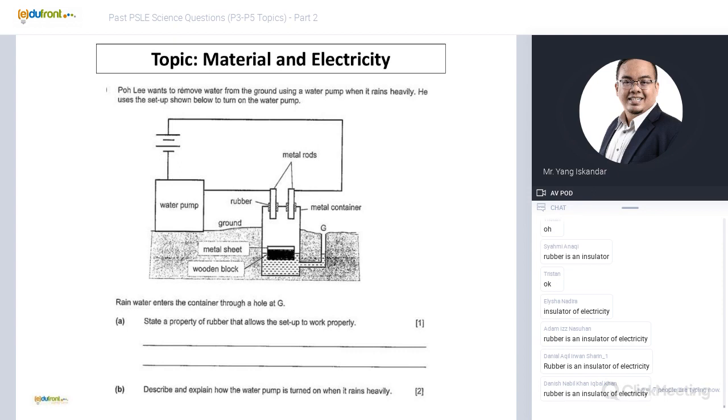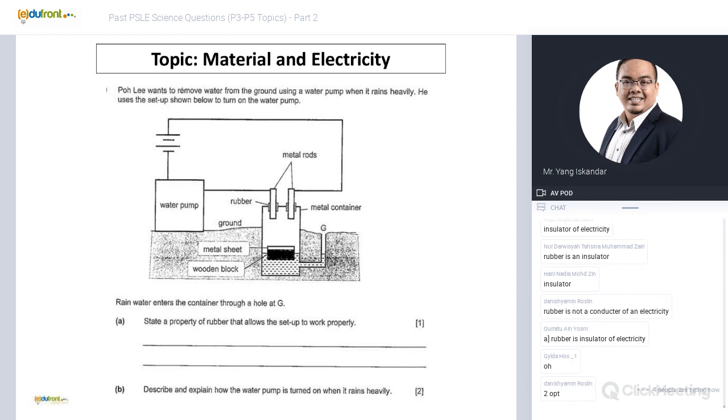If you wear rubber shoes to protect yourself from electricity, and you say rubber is a poor conductor of electricity, then you are in trouble. Remember, for electricity, you must say either it is an insulator of electricity or a conductor of electricity. For heat, then you can say either a poor conductor of heat or a good conductor of heat. Electricity is either insulator or conductor. Please remember that. Rubber is an insulator of electricity. Correct, that is part A. I think all of you got it right.